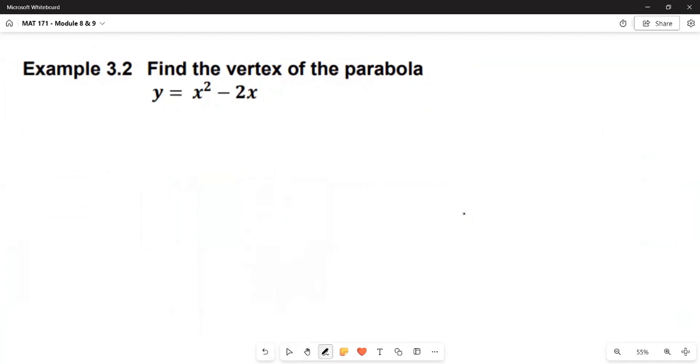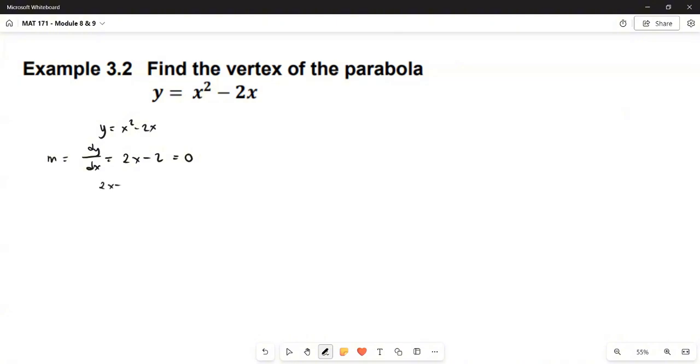Find the vertex of the parabola y is equal to x squared minus 2x. So dito, ganun ulit, kunin natin yung derivative. Y is equal to x squared minus 2x. So get the derivative dy over dx. So 2x minus 2 siya, no? So yan din yung slope. Since yung vertex is highest or lowest point of the curve, equate natin sa 0. 0 kasi ang slope sa highest and lowest point ng isang curve.